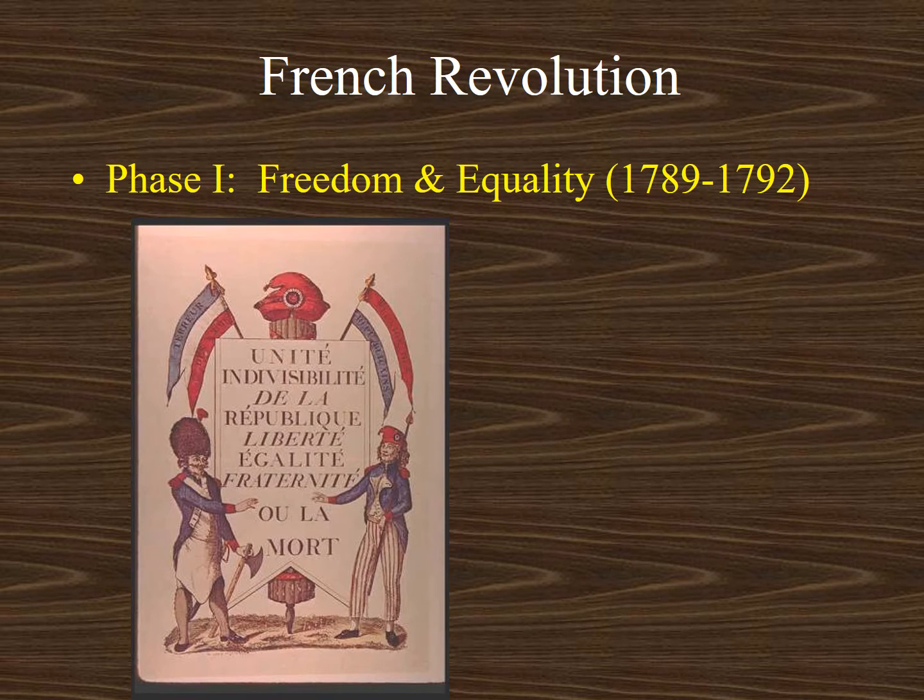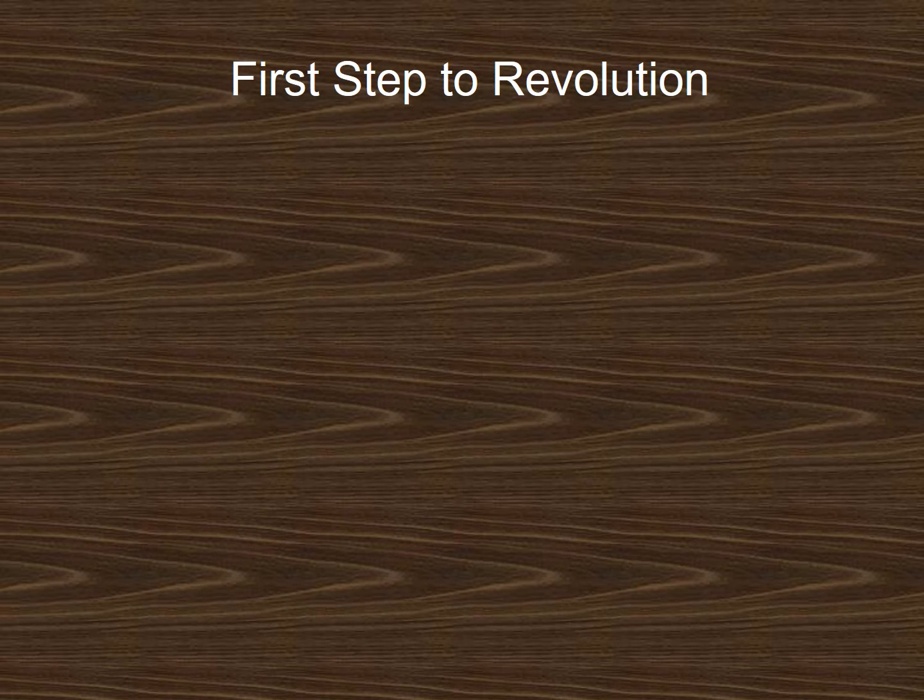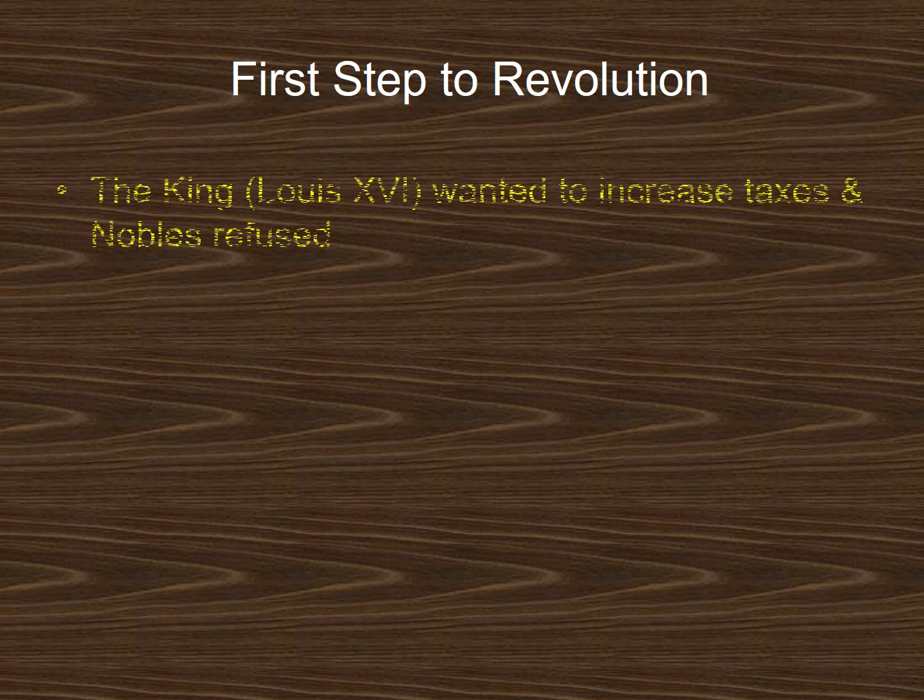The first phase of the French Revolution is characterized by the ideas of freedom and equality, and it took place between 1789 and 1792. Their slogan was liberty, equality, and fraternity. The first step in the revolution took place because of that economic crisis. Louis XVI needed to increase taxes in order to generate revenue, and members of the nobility refused to pay.